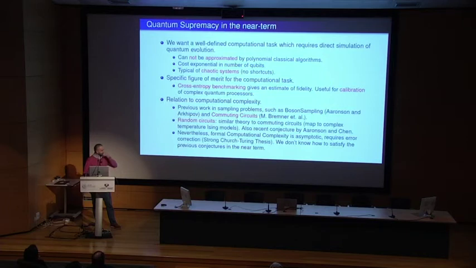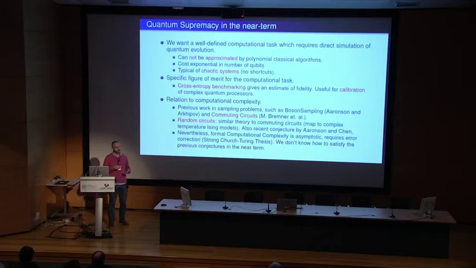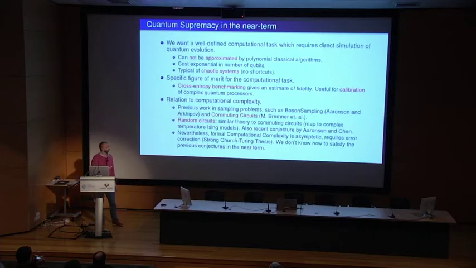So to conclude, what do we expect for quantum supremacy or quantum advantage in the near term? Well, what we're trying to do is a well-defined computational task which requires a direct simulation of the quantum evolution. So what we mean by that is we want a complex computational task, maybe the simulation of a chaotic Hamiltonian or the simulation of a random circuit, something along those lines, that cannot be approximated by a polynomial classical algorithm. And the reason is, if it cannot be approximated by a polynomial classical algorithm, then the cost, as far as we know, is exponential in the number of qubits.